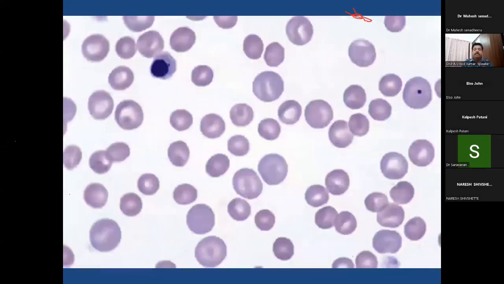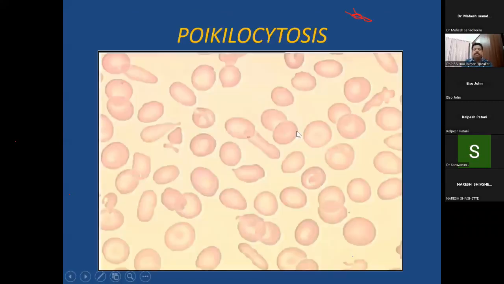This is anisocytosis. Why is this anisocytosis? Here you can see a nucleated RBC. And you can see the poikilocytosis.